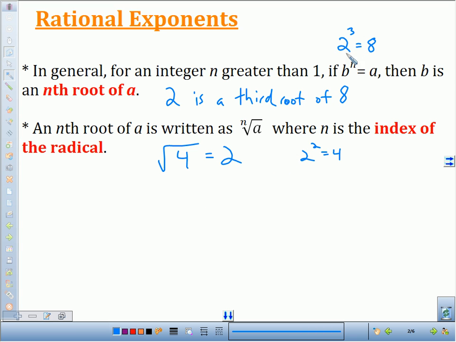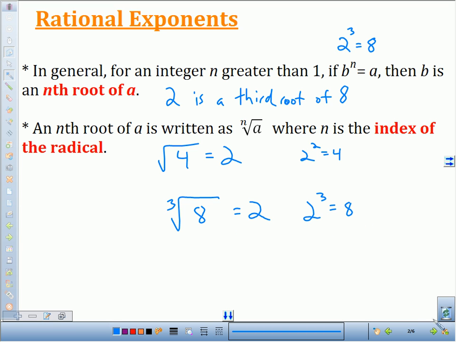Let's go back to our example here. 2 is a third root of 8. Well, we could write that as the third root, notice there's a 3 here to denote that this is the third root of 8, equals 2, because 2 to the third equals 8. So that's the notation that we're looking at here.